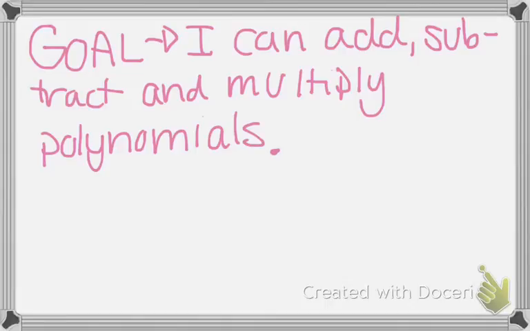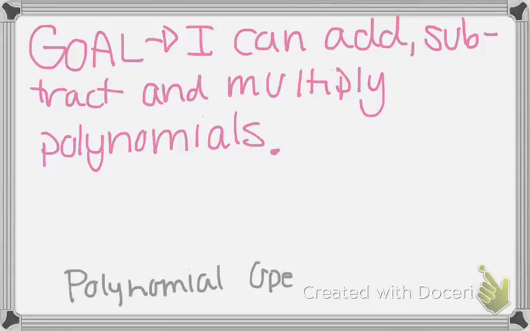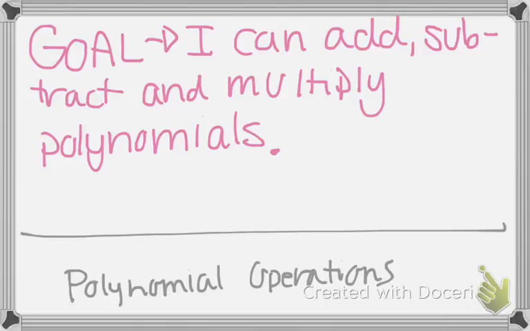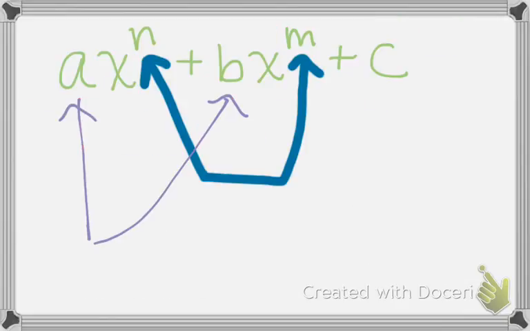The title in your notes today should be Polynomial Operations. Your goal today, so that your polynomial operations, should be in your table of contents. The goal today is I can add, subtract, and multiply polynomials.